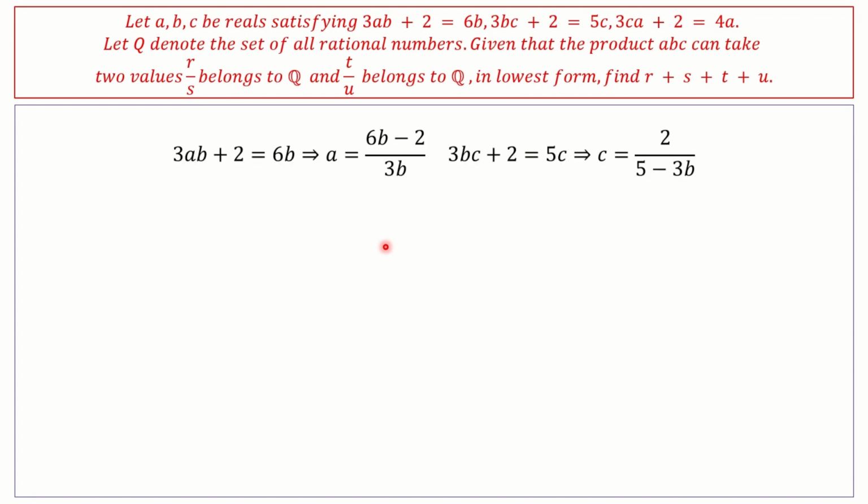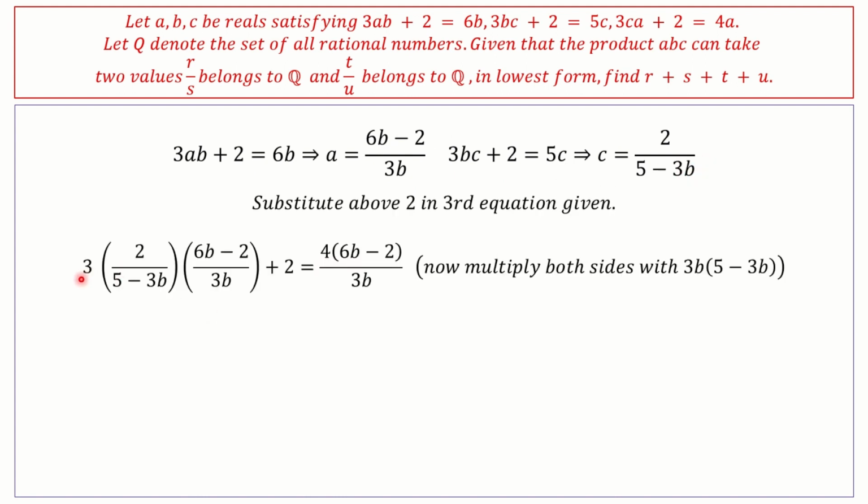Okay, we have three equations. Basically, two of them you get into a single variable first. Very easy, three equations, three variables, right? You first make them into a single variable, like 3ab plus 2 equal to 6b, so a equal to (6b minus 2) by 3b. 3bc plus 2 equal to 5c, so c is equal to 2 by (5 minus 3b). Substitute these two in the third equation.